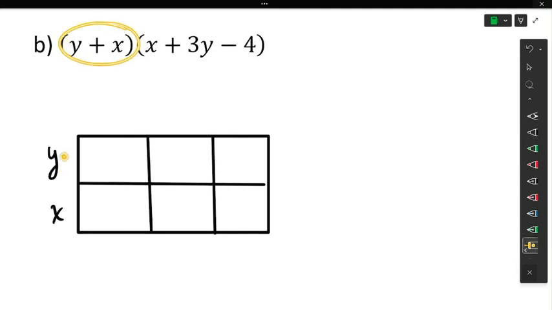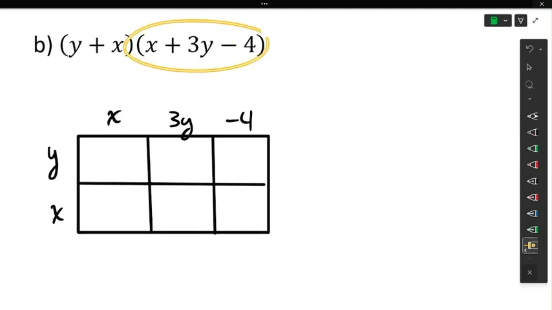So I've got y plus x, y and a positive x, and then across the top I'm going to have an x, and then plus a 3y, and then a minus 4. And you can see that's exactly what I had here. I had an x plus a 3y and then a minus 4, x plus 3y minus 4. Again, we multiply to get the areas.